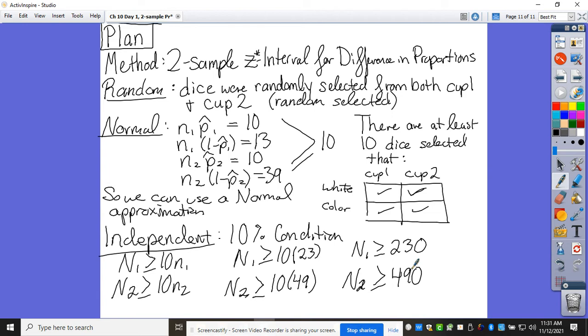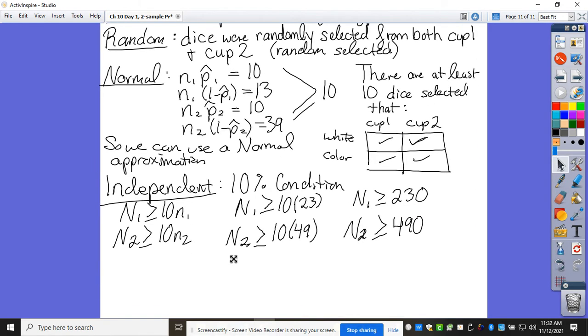So what is capital N1 talking about? What would capital N1 be? Now, if it were all the dice in there, do I have at least 230 dice in there? No. So this is kind of a weird one. It makes sense that it's talking about dice in the cup, obviously. But how would I write it to make more sense?